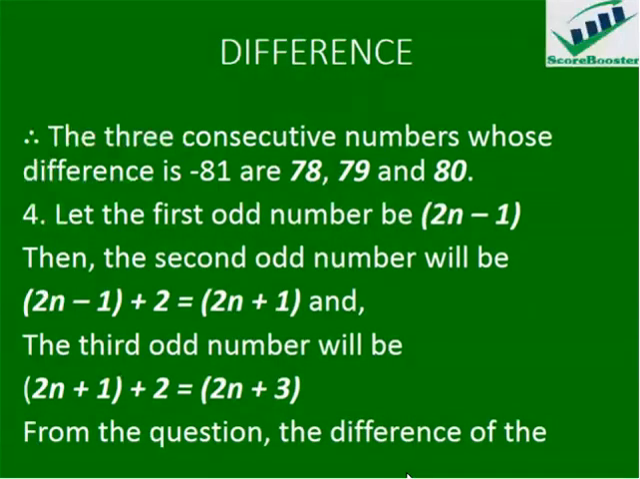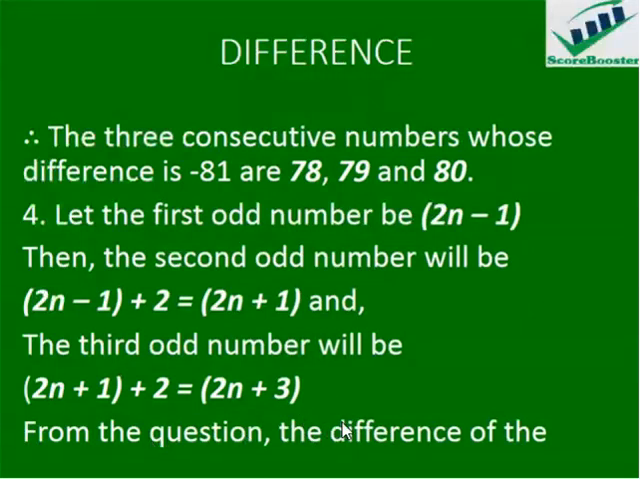So the second question says the difference of three consecutive odd numbers also gives minus 207. We already know the generating function of odd numbers from the previous lesson, which is 2n minus 1. And you know that the difference between odd numbers is 2. So for you to get the second odd number, you add 2 to the first odd number, and for you to get the third odd number, you add 2 to the second odd number, which is what we have here. The only difference here is that we are looking for the difference, not the sum.